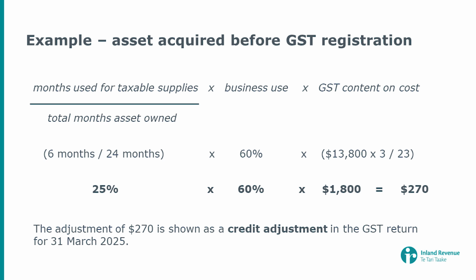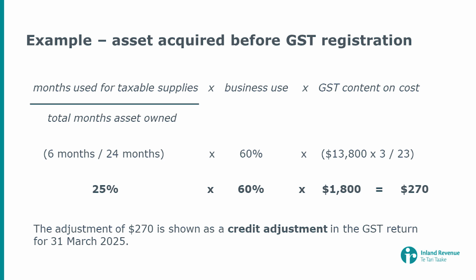At step 3, we calculate the GST on the original purchase price. To do this, we multiply the purchase price of $13,800 by 3 and then divide by 23. The answer we get is $1,800. So our calculation is 25% times 60% times $1,800 of GST, and the answer is $270. So $270 is our credit adjustment for our March 2025 GST return.